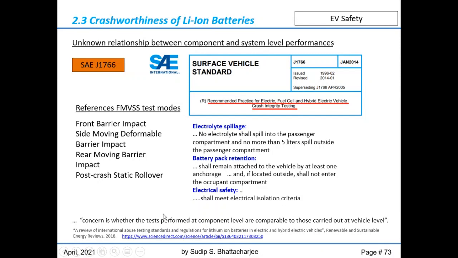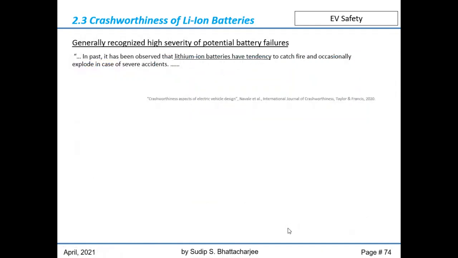So the concern still remains whether the tests performed at component level are comparable to those carried out at the vehicle level, or what is the link between the two. And for that missing link, is there any other information available in the public domain that can bridge this gap between the component and the system? The concern I am citing here comes from that reference literature. You can go and read it on your own if you're interested.